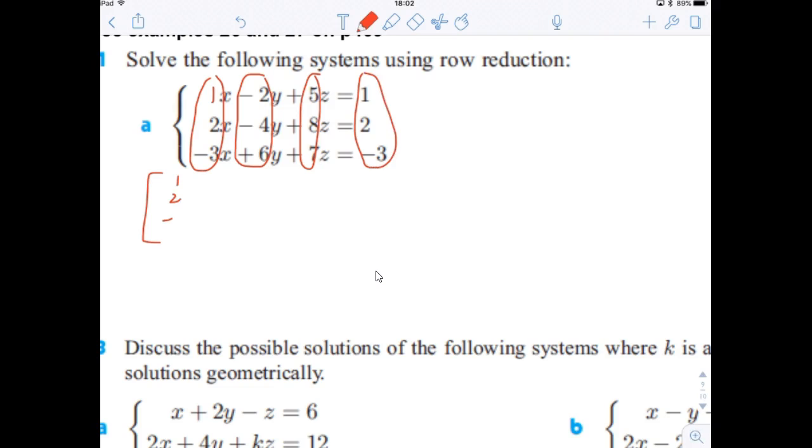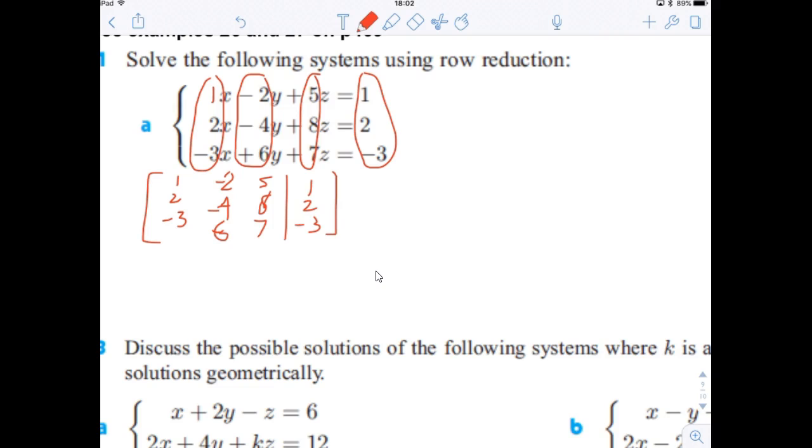So here I'm going to write out all the numbers. Positive 6, and 5, 8, 7. And the last column is going to be 1, 2, negative 3. Okay, and now I'm going to reduce these rows by row reduction. Remember that to do row reduction, I can scale a row by a factor with multiplication, I can add one row to another, or I can invert two rows.